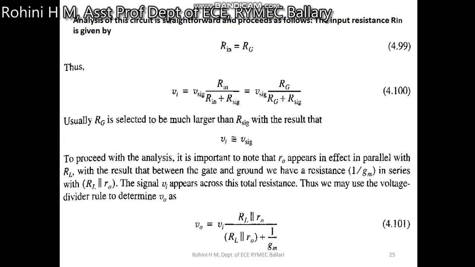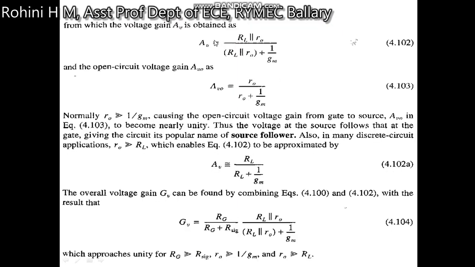Okay. So this is the expression. We can write the gain Av as V out by V signal. So we remain with the gain expression, this one. For open circuit voltage gain, we are neglecting the load resistance. When we neglect the load resistance, we remain with this expression.